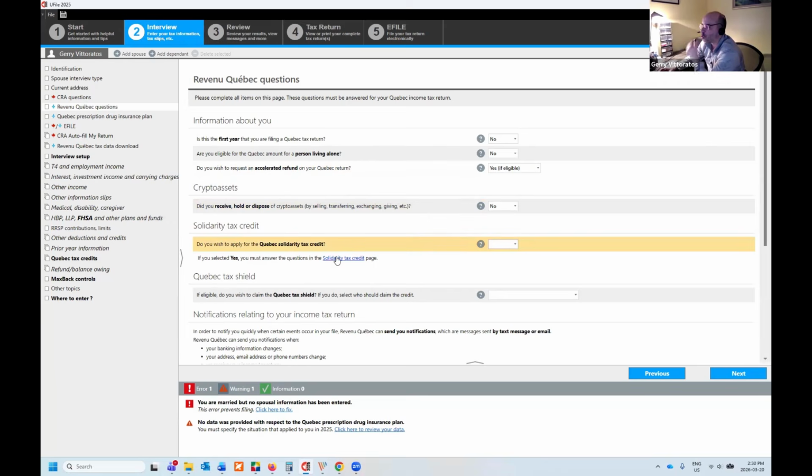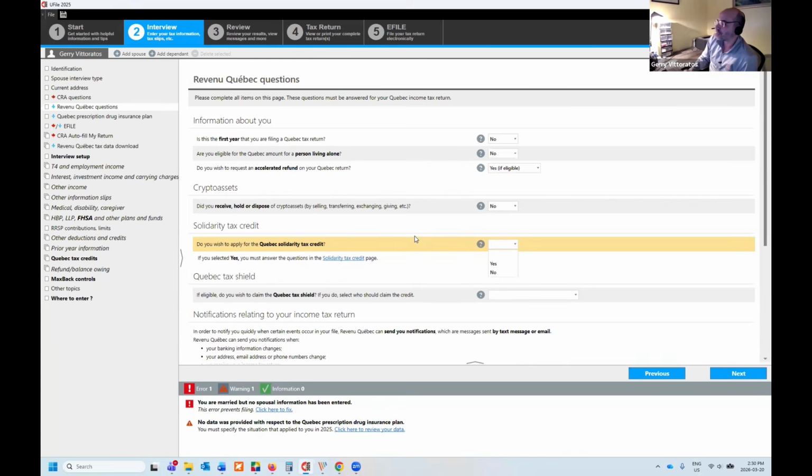Next, do you wish to apply for the Quebec Solidarity Tax Credit? So this is, of course, the quarterly or monthly benefit that the Quebec government will pay, which is the equivalent of the GST credit on the federal side, which is now called the grocery rebate. They put a lot of money into the marketing of renaming it, but it's essentially the GST credit.